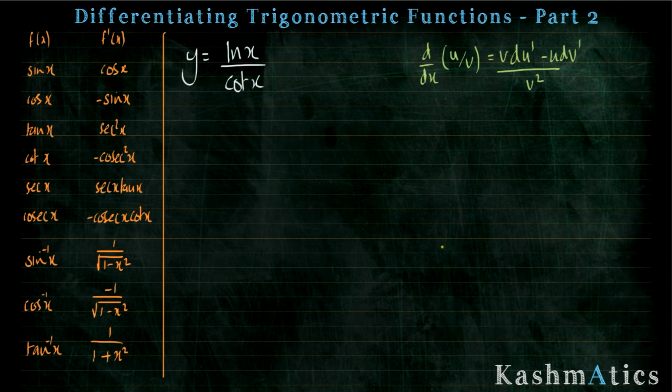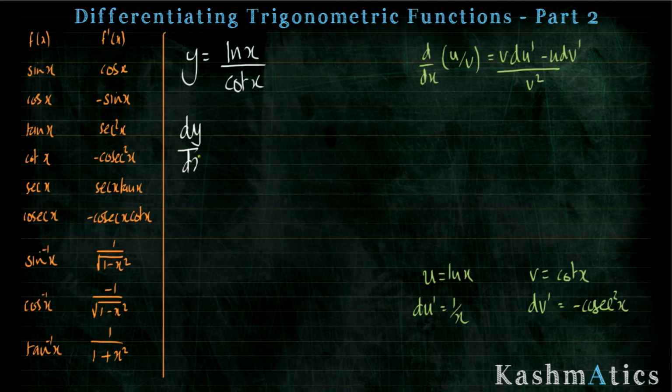Okay, so let's try this one as well. Remember, u is the top one, so u is ln x, and v is equal to cot x. So du would equal 1 over x, and dv would equal the derivative of cot x, which is minus cosec squared x. Alright, so let's put it all together.